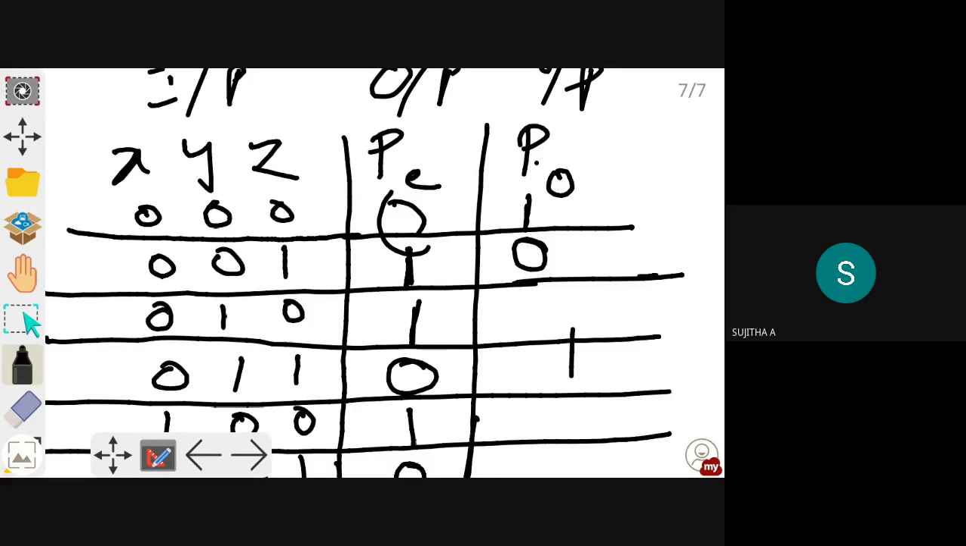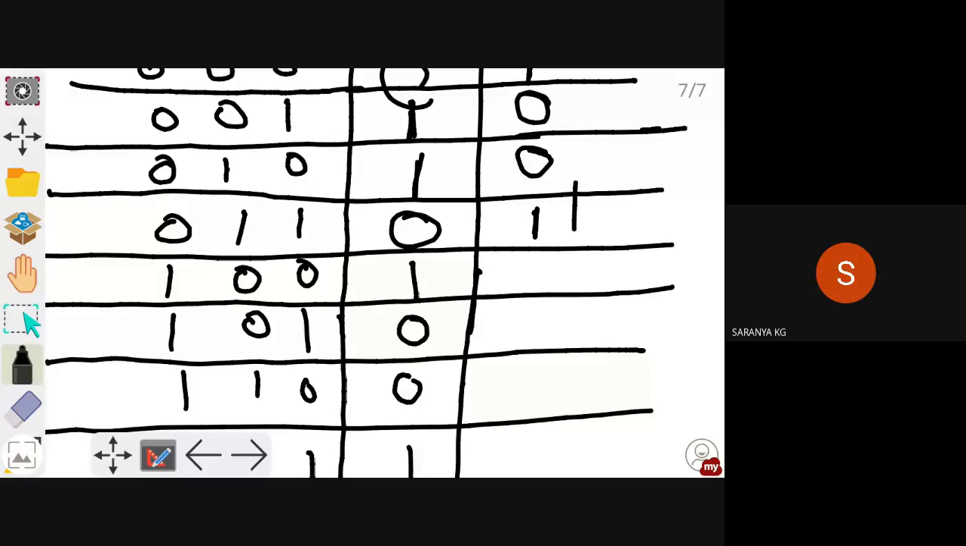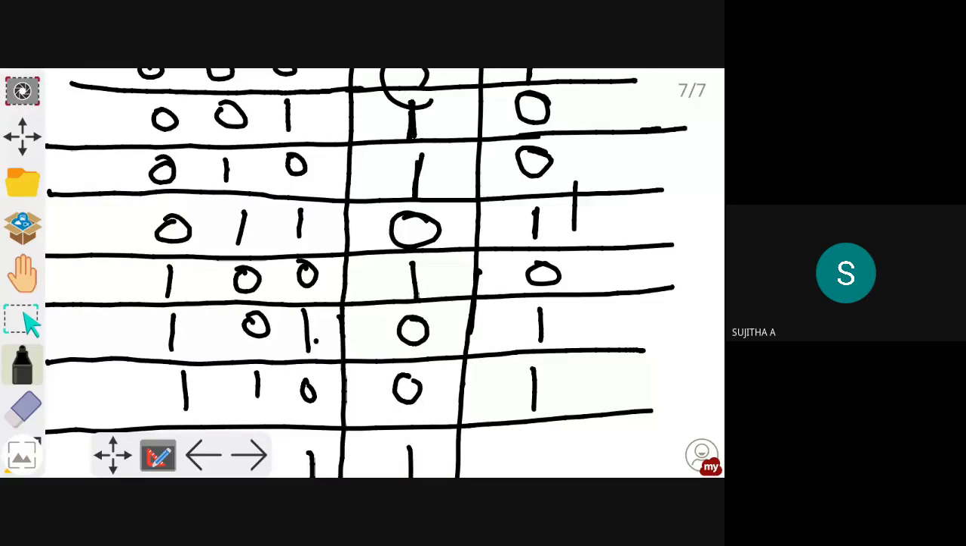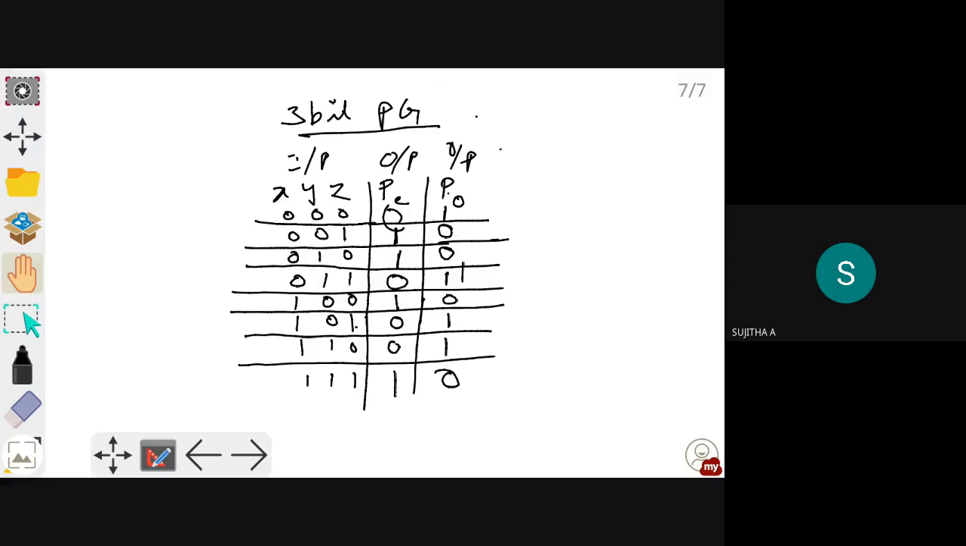And for 010, zero, ma'am. 0. For 011, one. 1. 100, zero. 0. 101, one, ma'am. 1. 110, one, ma'am. 1. Then 111 will be zero, ma'am. 0. So this is the truth table for a parity generator.